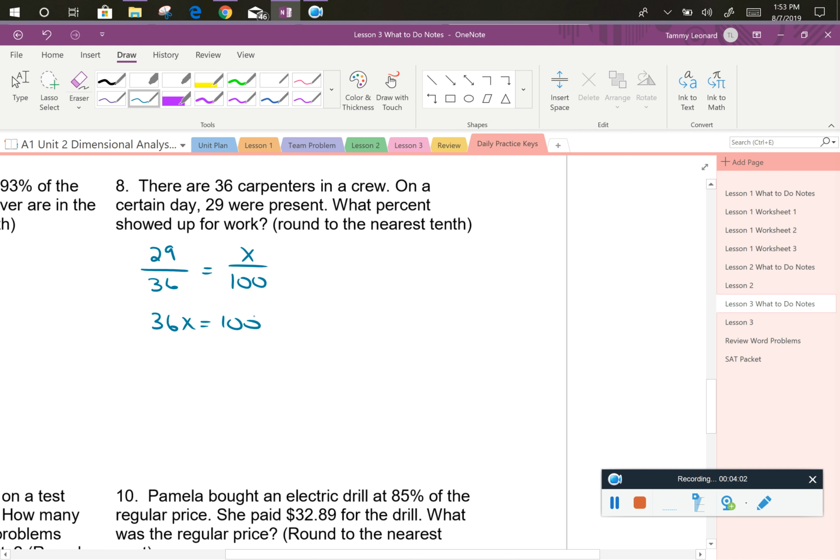36x is equal to 2900. Dividing both sides by 36, x is approximately equal to 2900 divided by 36 is, well, it's exactly equal to 80.5 repeating, but this says to the nearest tenth, so 80.6%.